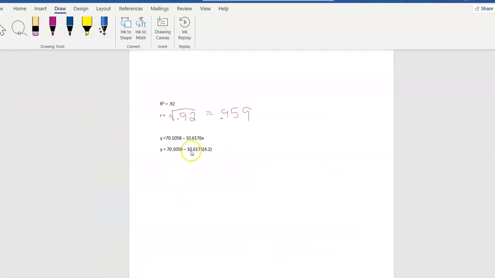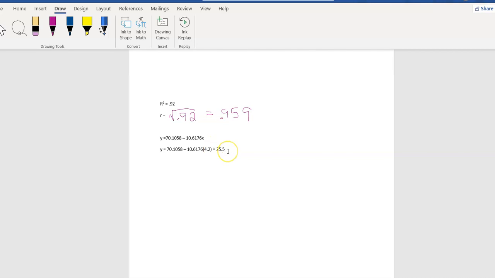So I'm plugging the 4.2 into x and then putting this into my calculator and letting my calculator do the work. And when I put that into the calculator, I get 25.5. We'll just round it to 1 decimal place since I think that's what all the rest of them are rounded to.